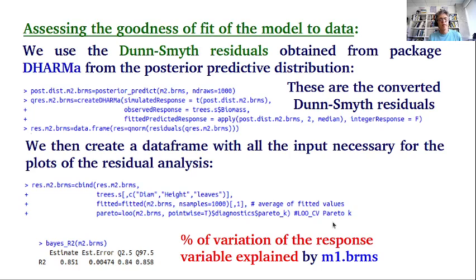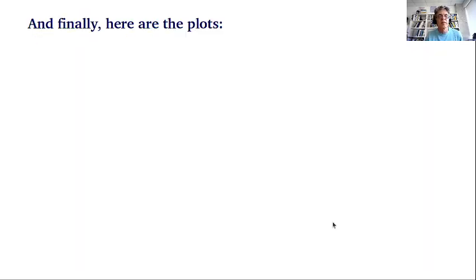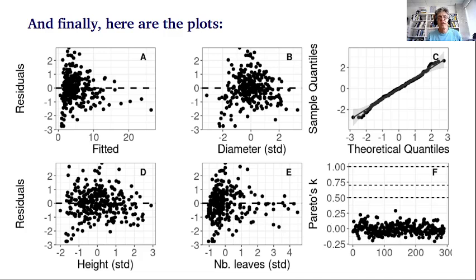So this model explained a pretty large percentage of the variation of the response variable, 85%. Here are the plots, and the plots are more or less satisfactory. That is, plots B, D, and E are pretty good, showing a random scatter of the residuals for different values of the explanatory variables.